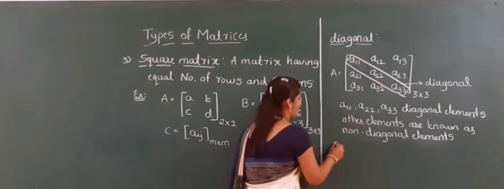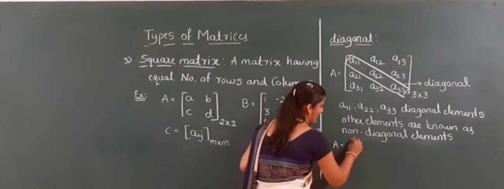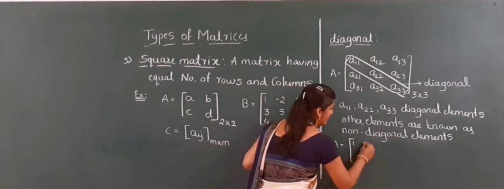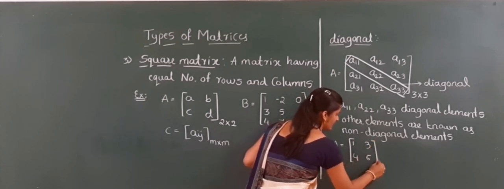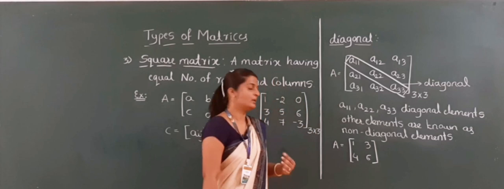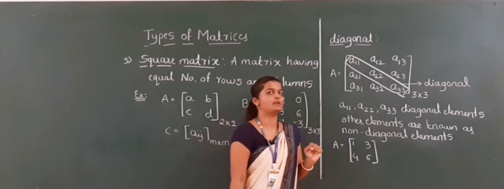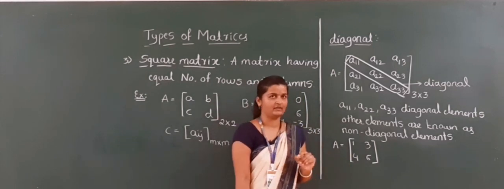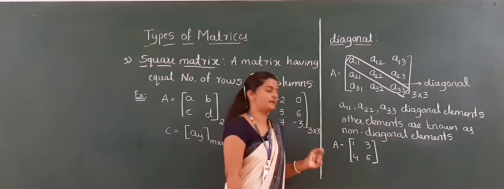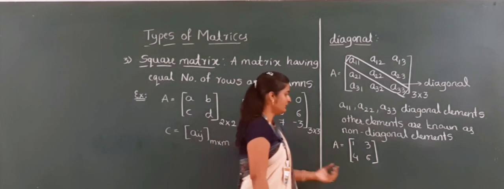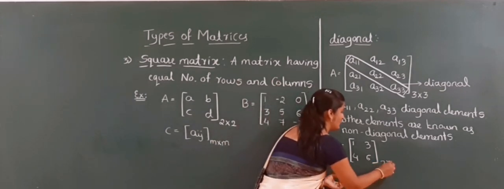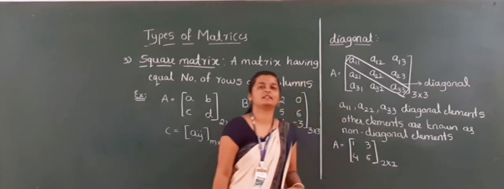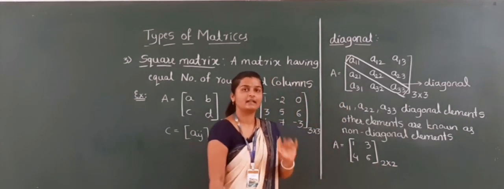So, I will take one example as matrix A: 1, 3, 4, 6. This is one matrix. Please tell me what are the diagonal elements and what are the non-diagonal elements. To tell the diagonal or non-diagonal, we require that our matrix is a square matrix. So, is this a square matrix? Yes, this is a square matrix of order 2 by 2. If this is a square matrix, now we can write the diagonals.